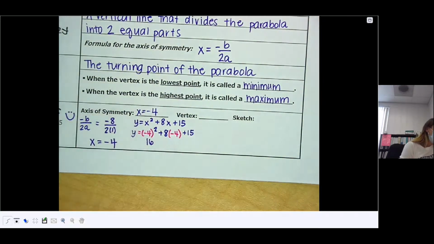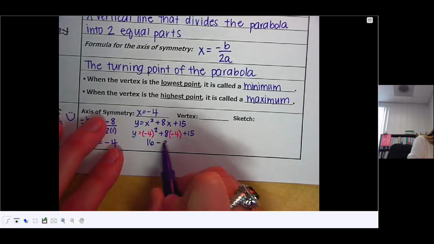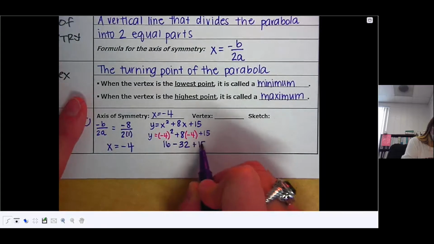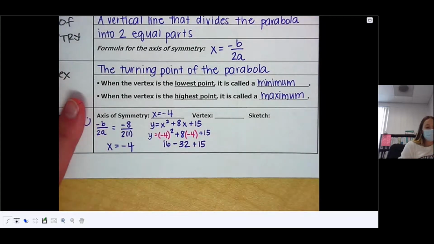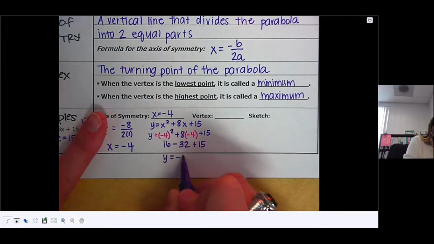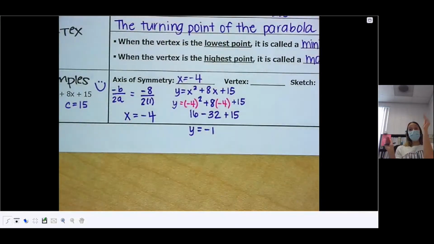16 plus what is 8 times negative 4? I got negative 32. Yeah, negative 32. And then plus 15. So 16 minus 32 plus 15, you get negative 1. So your y value is negative 1. Now, when you go to write the vertex, it's a point. You've got an x coordinate and a y coordinate. So negative 4, negative 1. Perfect.